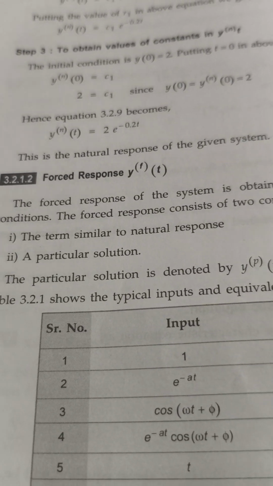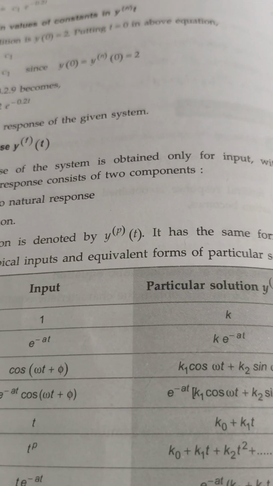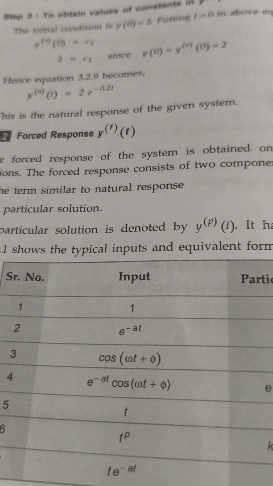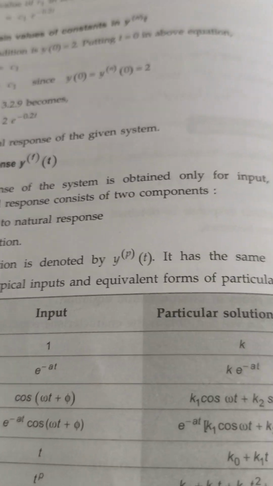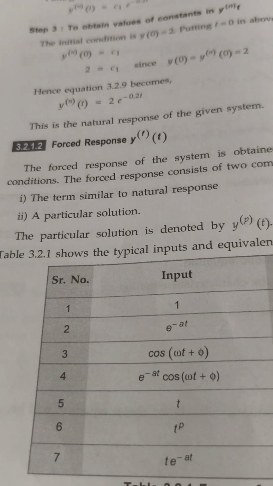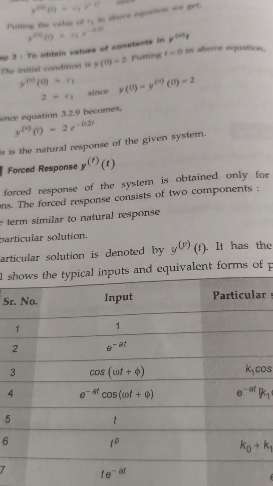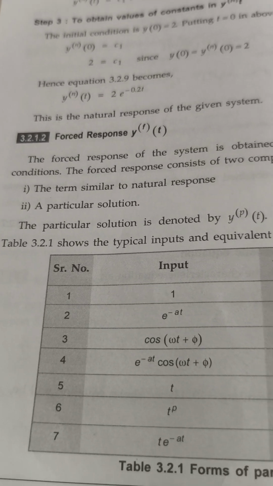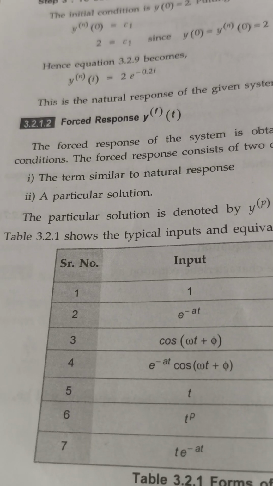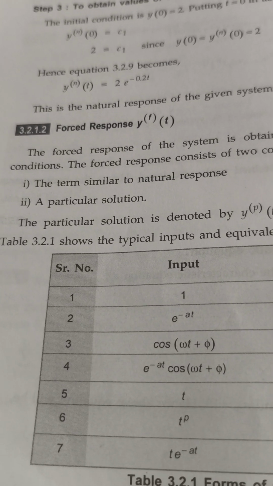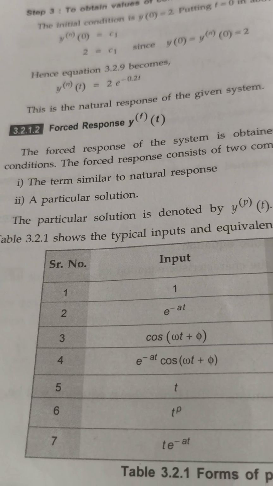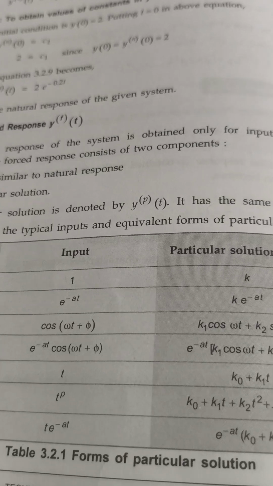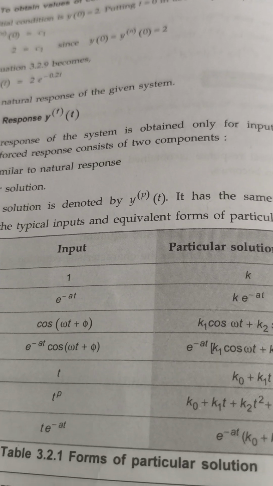The forced response y(t) of the system is obtained only for the input with zero initial conditions. This forced response also consists of two components. First is the term similar to the natural response. The second is the particular solution. So the forced response is the combination of the term similar to the natural response and one more term, the particular solution. The particular solution is denoted by y_p, where p stands for particular solution.